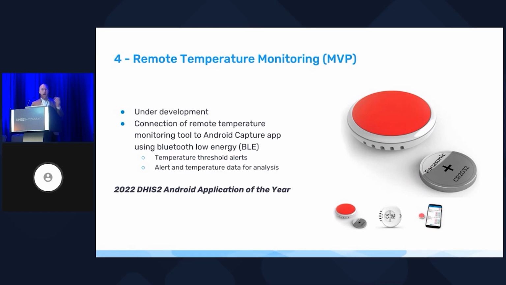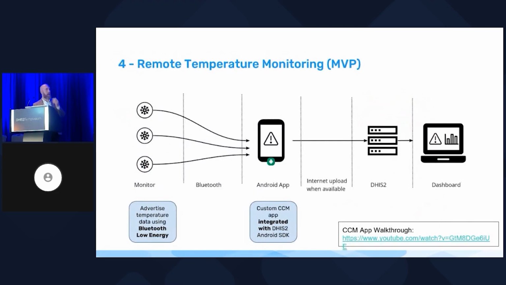Complementary to that is remote temperature monitoring. So actually this year, our App of the Year competition winner was a DHIS2 application that connects to Bluetooth low energy temperature sensors. And so we are enabling the direct communication from temperature sensors into DHIS2. This next slide illustrates that a little bit better, where you have multiple temperature sensors feeding into an Android app, which is then pushing to DHIS2. So this is going to be a core functionality that we want to be able to talk to your refrigerators, essentially to monitor cold chain.